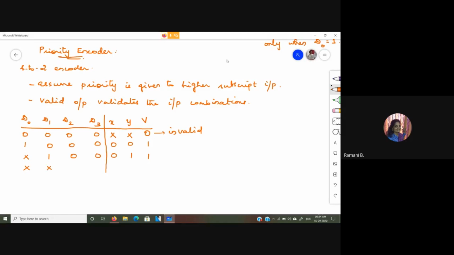Same way for the other higher subscript values. So irrespective of D0 and D1 value, if D2 is equal to 1 and D3 equal to 0, I should get the output 1, 0. Similar way, irrespective of the lower subscript values, if D3 is equal to 1, I should get the output as 1, 1. Okay, this D is equal to 1 implies these are valid input combinations. Okay, do you understand this? The table, do you understand?